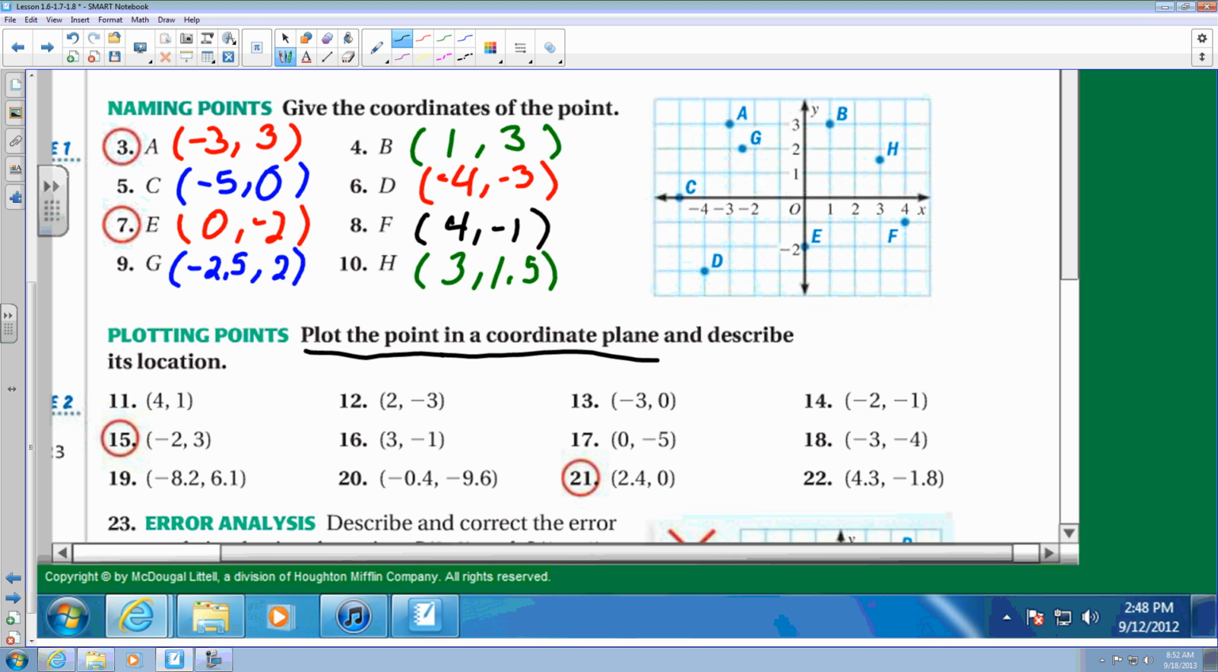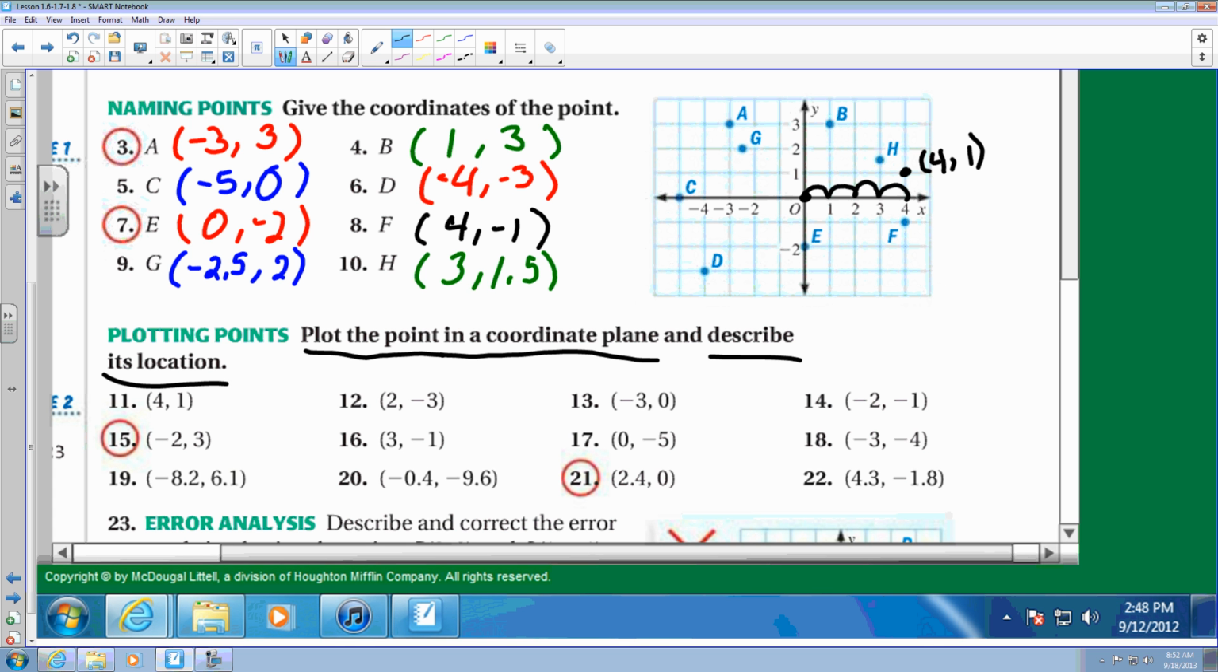So for number 11, I'm going to plot the point. I'm going to find where 4, comma 1 is. So I go to the origin here, and 4, comma 1. 4 is the x-coordinate, and it's positive, so I get to go to the right: 1, 2, 3, 4. And 1 is positive, and that goes up, so that means 4, comma 1 is located right here. Now the second part of the problem is they want you to describe its location.